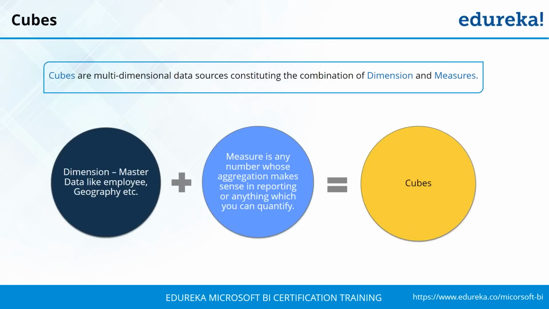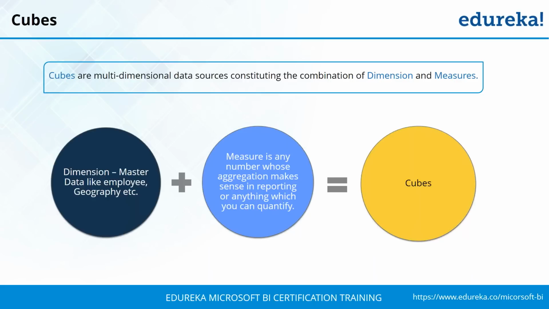Now, what does a cube consist of? Cubes are multidimensional data sources. It constitutes dimensions and measures. What are dimensions and what are measures? Dimensions will have the master data like employee name, employee address, geography, pin codes, and state names and all these things. Those will be part of your dimension data. This is part of your data modeling, which is multidimensional modeling.